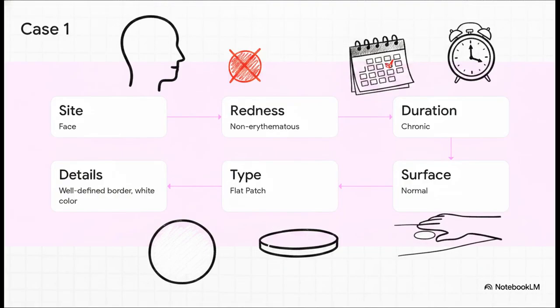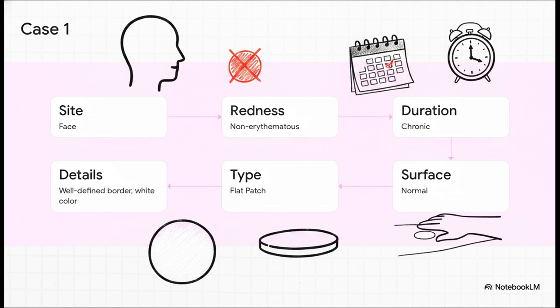Okay, imagine a patient walks into your clinic. You start following the steps. Step 1, you note the site is the face. Step 2, it is completely non-erythematous, zero redness. Step 3, the patient tells you it's been there for several months, so it's chronic. Step 4, you touch it and the surface feels completely normal and smooth. Step 5, because you can't feel it at all with your eyes closed, it's a flat patch. Step 6, the border is incredibly sharp and well-defined. And Step 7, the color is pure, stark white.